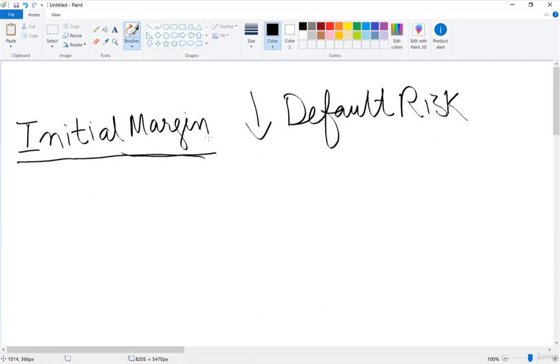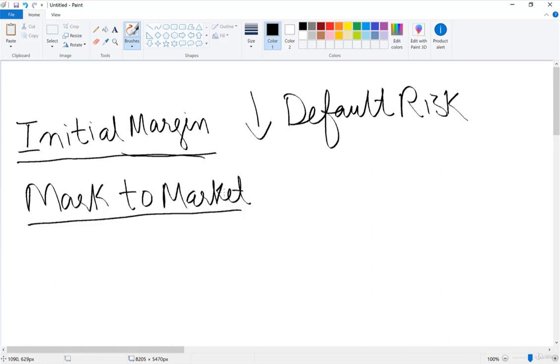The second most important term is mark to market. In the process of mark to market, the futures exchange tracks the daily performance of each position by calculating the profit and loss of each party at the day end, incorporating daily price changes.